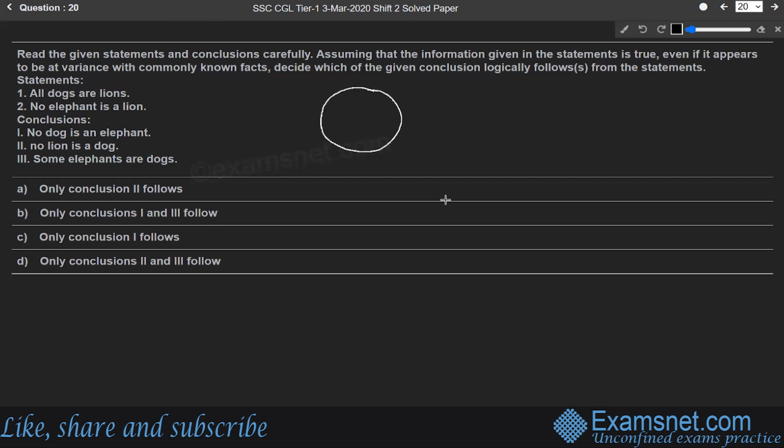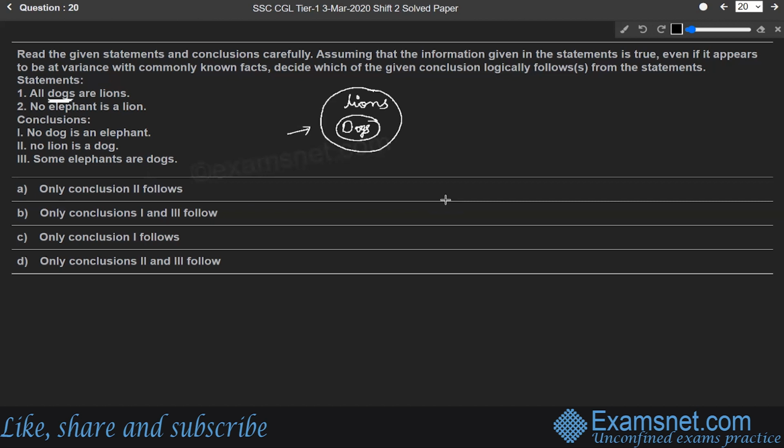Consider this as lions. According to the first statement, all the dogs are lions. Means all the dogs will be included in lions. So consider this as dogs. So this is the representation of the first statement, that is, all the dogs are lions.